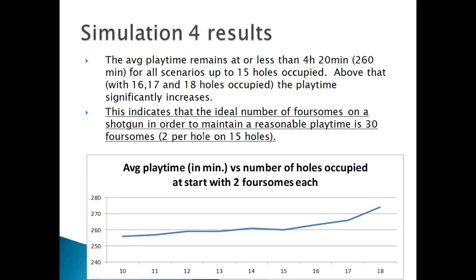What we get is that the average playtime remains at or less than 4 hours and 20 minutes for all scenarios up to 15 holes occupied. So if we look at the graphic here, 260 minutes is 4 hours 20 minutes. We're at or below that, or close, up to 15 holes. And then when we get to 16, 17, 18 holes occupied, then we have a steep ramp up of the total playtime. So this would indicate that the ideal number of foursomes on a shotgun in order to maintain reasonable playtime is 30 foursomes. So 2 per hole on 15 holes.